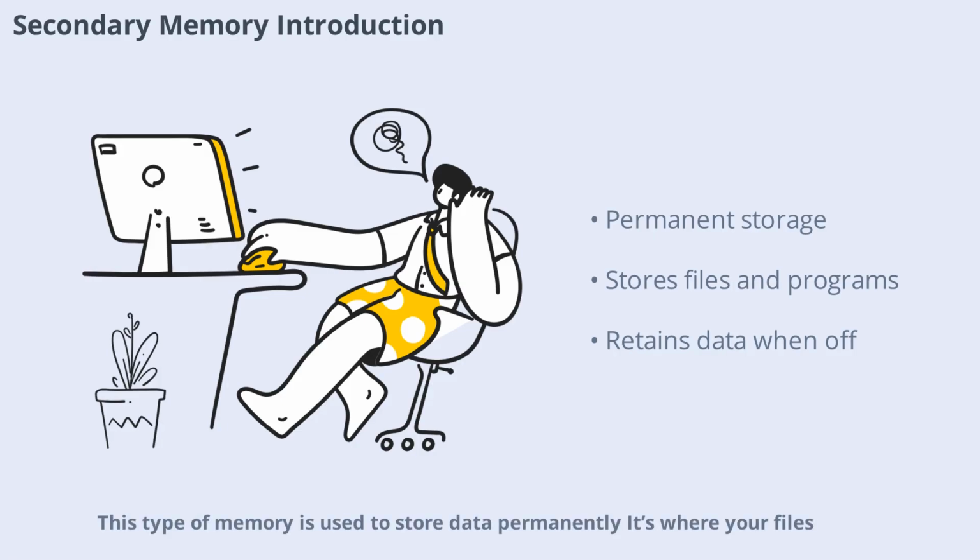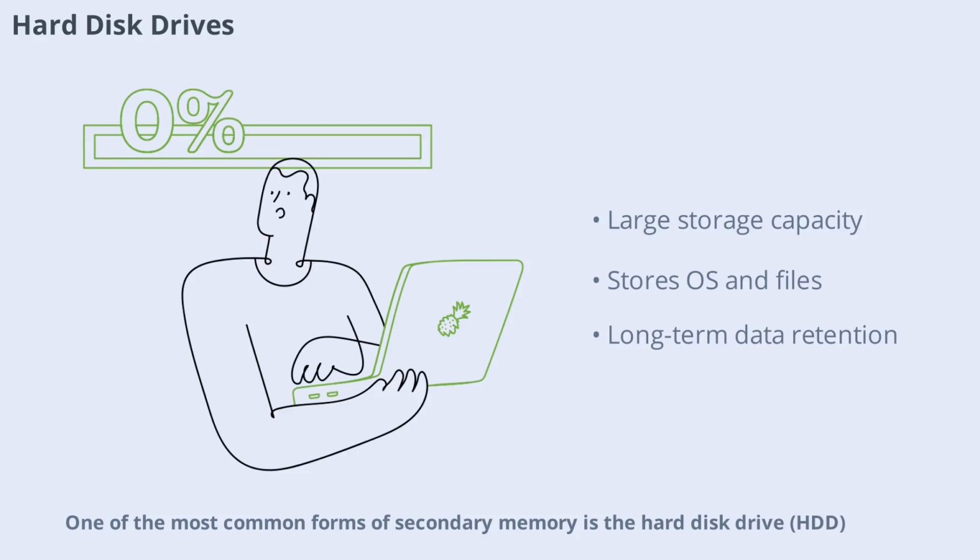This type of memory is used to store data permanently. It's where your files, documents, images, and programs are kept for the long term. Unlike primary memory, secondary memory retains information even when the computer is turned off, making it ideal for saving important data. One of the most common forms of secondary memory is the hard disk drive, HDD. Hard disks have been used in computers for decades and are known for their large storage capacity.